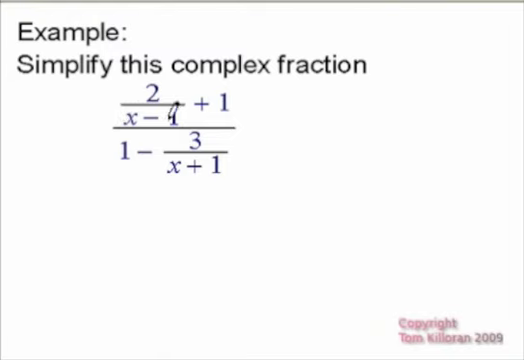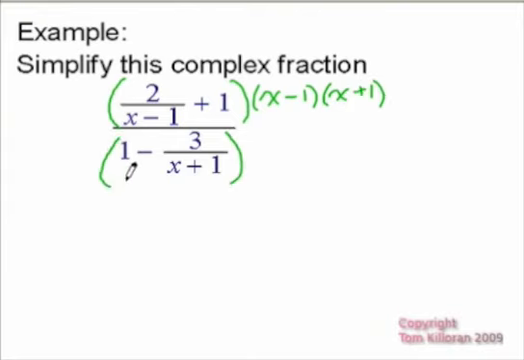So the top gives you a denominator of x minus 1, and the bottom gives you a denominator of x plus 1. So we're going to multiply the entire top and the entire bottom by their combined common denominator, which would be x minus 1 and x plus 1. This is legal because you're multiplying the top and bottom of a fraction by the same thing. Technically, when you divide them by each other, they become 1, and you're not changing anything about the fraction.